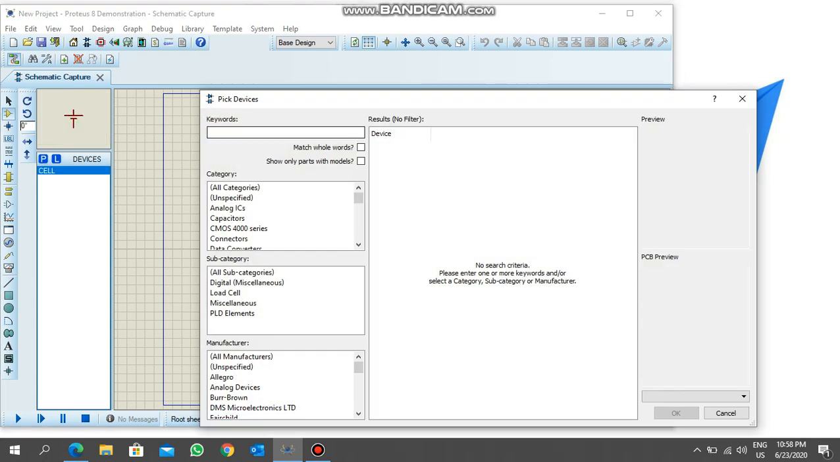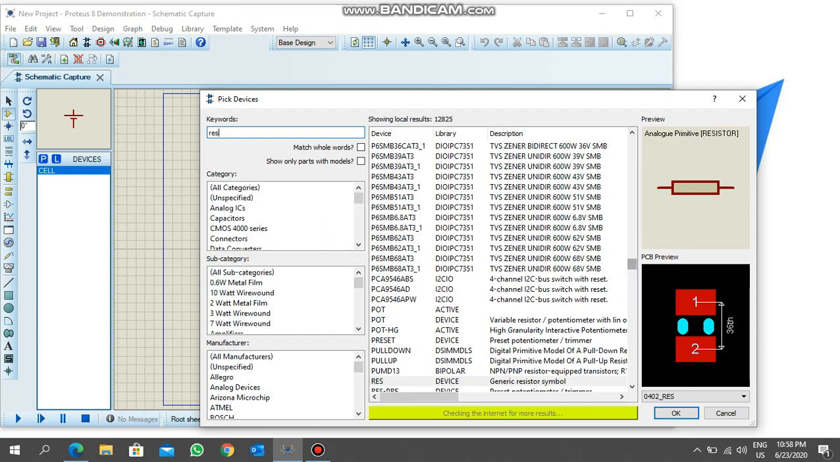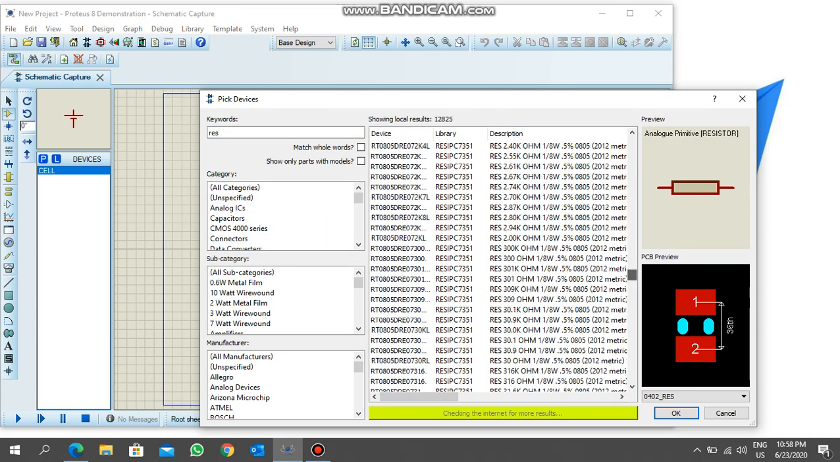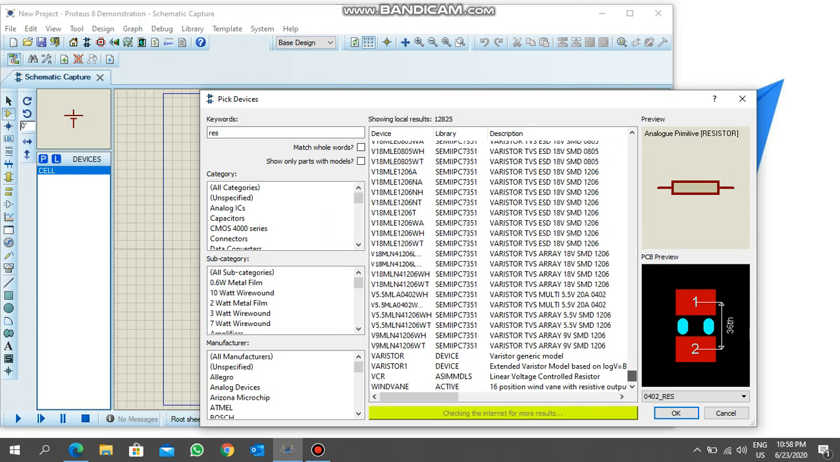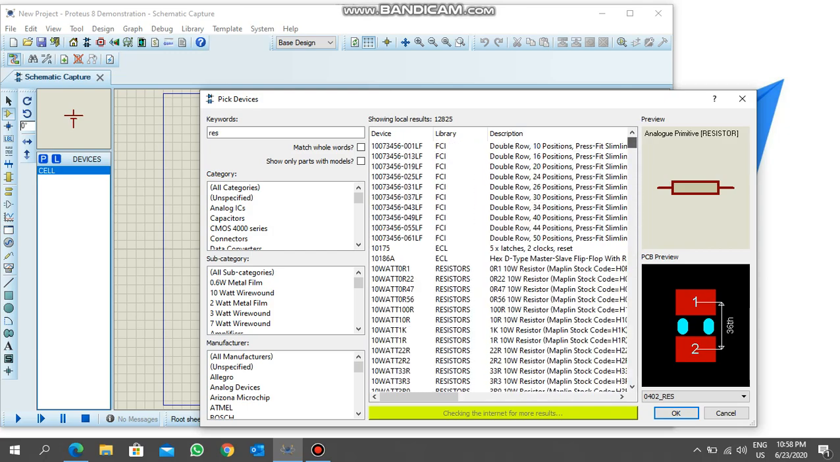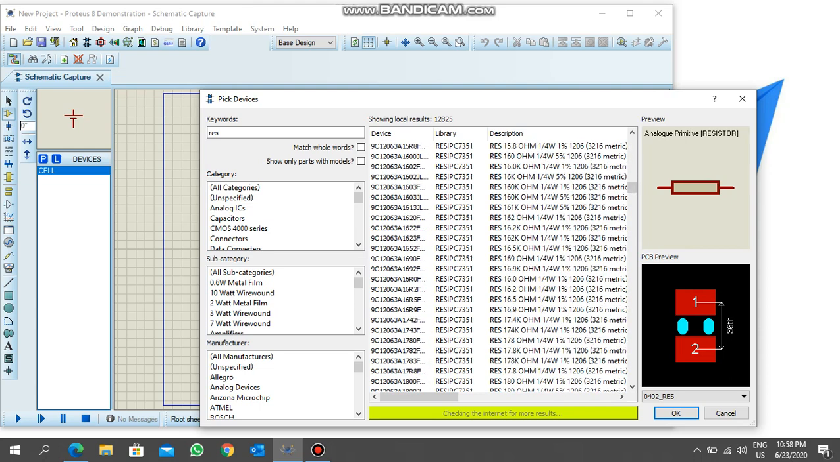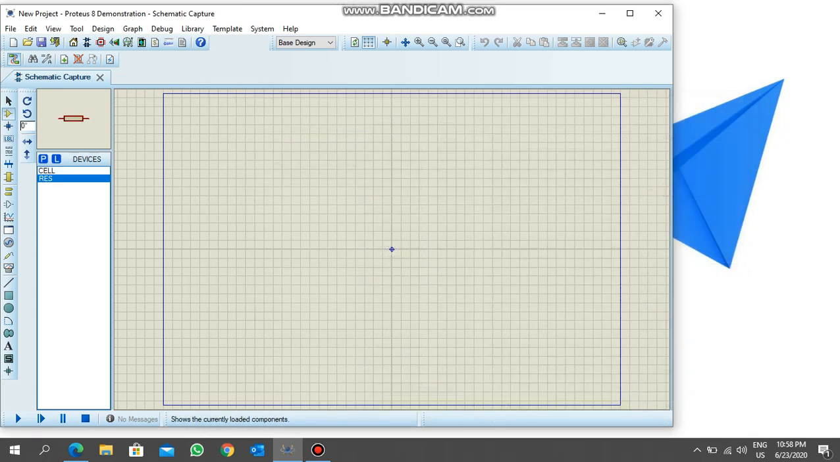The second component we need is resistance. So this is the resistance we will select. When you write RES here, it will automatically give you a resistor, and you just click OK and you get a resistor here.